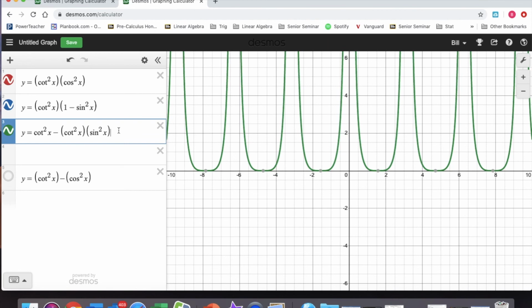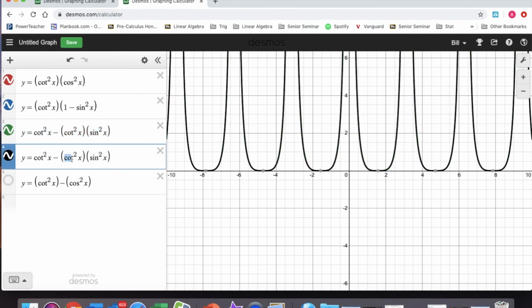Well, what is that? What I can see now at this step is I'm getting very, very close to the goal, the right-hand side. Cotan squared minus cosine squared. I have my cotan squared in place. I've got my minus sign in place. But I have this product that needs to be worked out. Cotan squared times sine squared. So I'll focus my efforts in there.